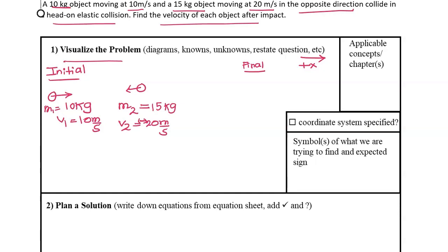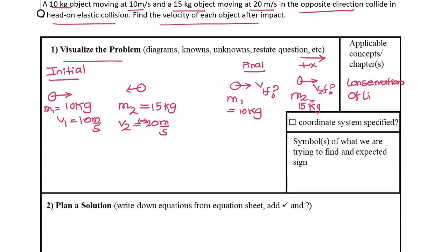And after the collision, we don't know the exact direction of the objects, so each can be moving to the right or to the left. I'm just going to draw a diagram with a question mark for the final velocities. Definitely they are going to have two different velocities. Mass 1 is 10 kilograms. Mass 2 is 15 kilograms.